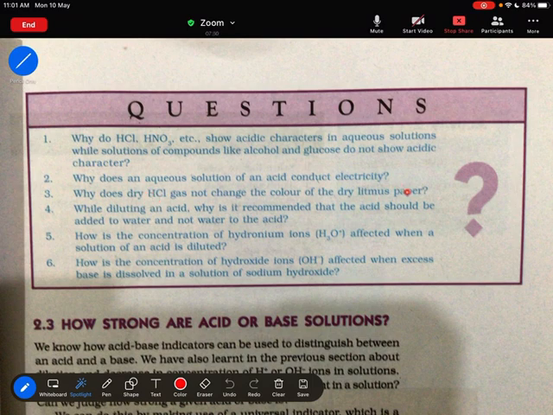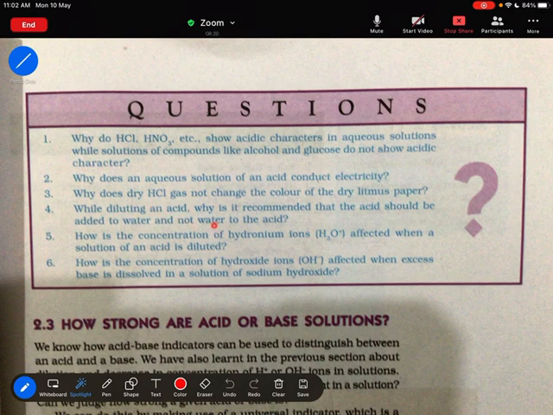Dry litmus paper cannot provide any moisture for the HCl to dissociate. In the presence of moisture, HCl dissociates to form H+ and Cl-. So H+ is obtained only in the presence of water or moisture. Dry HCl means no water, dry litmus paper means no water, so HCl will not show its property.